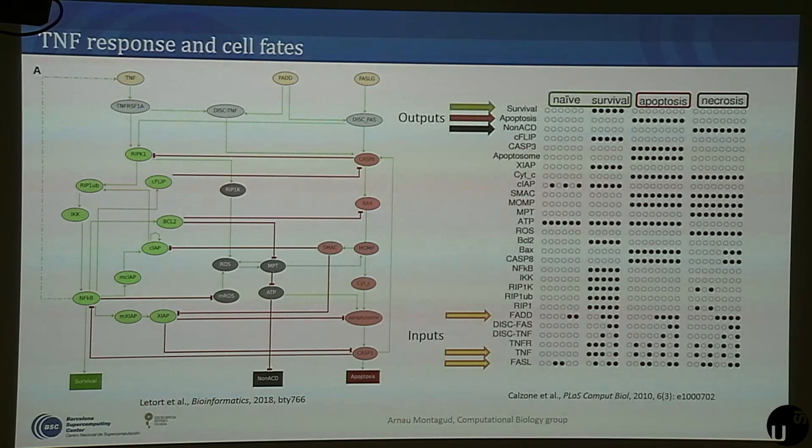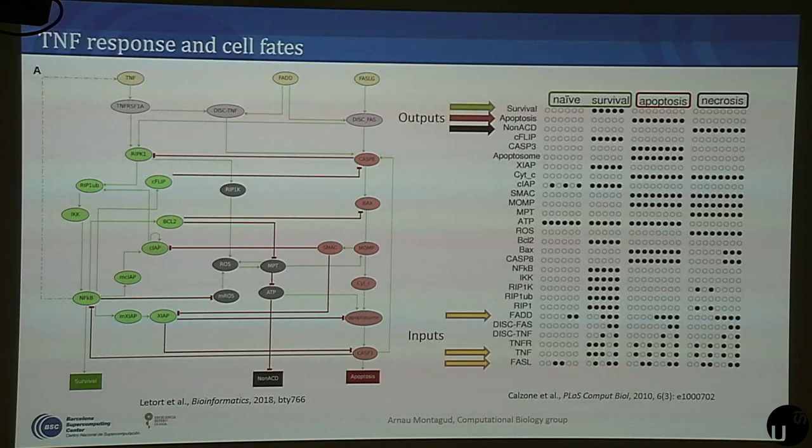Depending on whether I activate a node or not, here zero would be an empty circle and one would be a full circle. So depending on the activation status of inputs and intermediate variables, I will have some outputs here. To make it easy, I have organized the different stable states into the different phenotypes. I call this survival, this apoptosis, and this necrosis, okay? So this is a kind of static way of studying Boolean models.